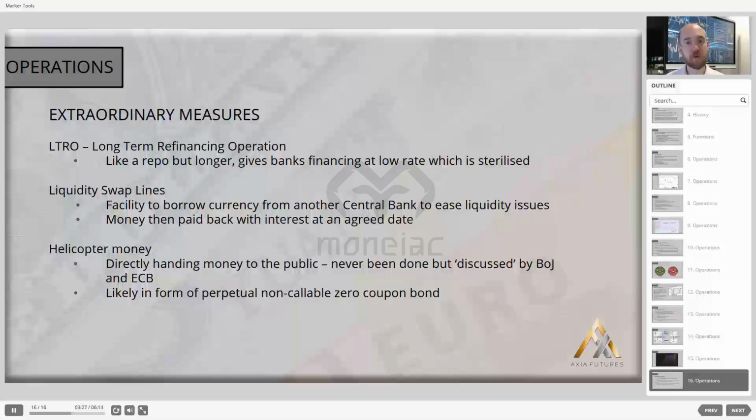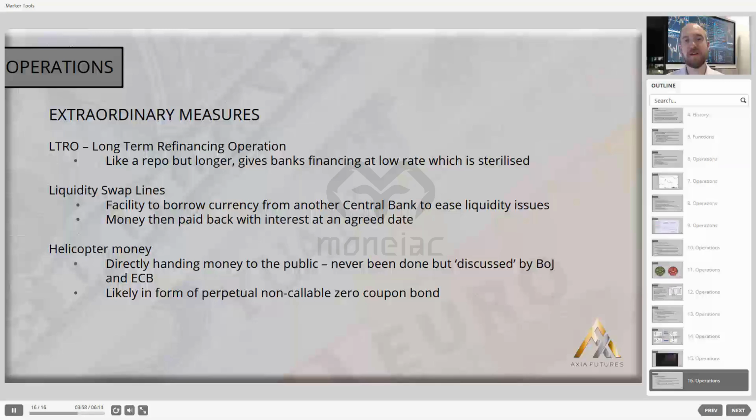Whereas if it's your own money, you're more likely to hold on to it, particularly as it's in a recessionary environment. You're not likely to want to start spending your own money. But if you're given some money, effectively free money, you will be much more comfortable in spending that money, and that's what should start to kickstart the economy. Now, the other way of doing this could be done in the form of a bond. Now, this bond would be called a perpetual non-callable zero coupon bond.